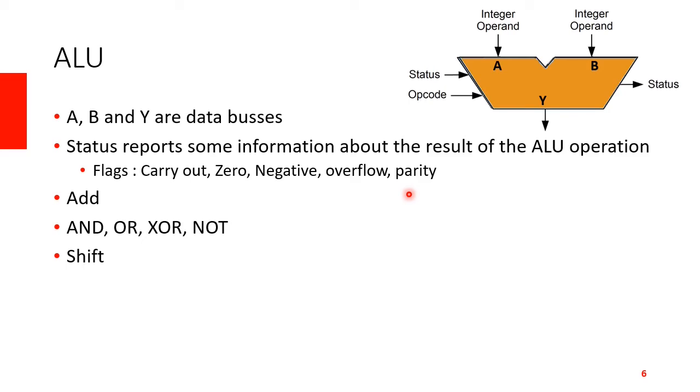And these inputs, although we represent them with one single arrow, are buses. So A, B and C are buses, parallel buses.